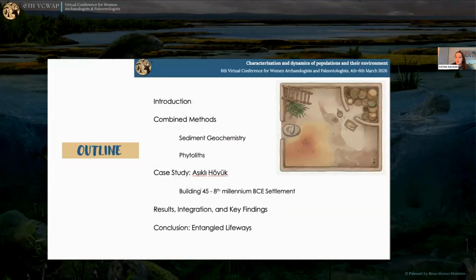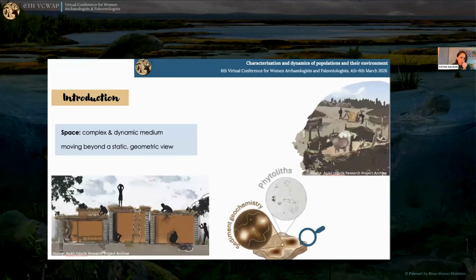First, I would like to provide an outline for my talk. I will begin with a brief introduction, the significance of spatial analysis, and the main research questions of my research. Afterward, I will present the combined methodological framework. Next, I will introduce Aşıklıhöyük, specifically Building 45 from the 8th millennium BC settlement, followed by the results, their integration, and the key findings. And I'm aiming to conclude with a reflection on the entangled life phase in the Neolithic floor context.